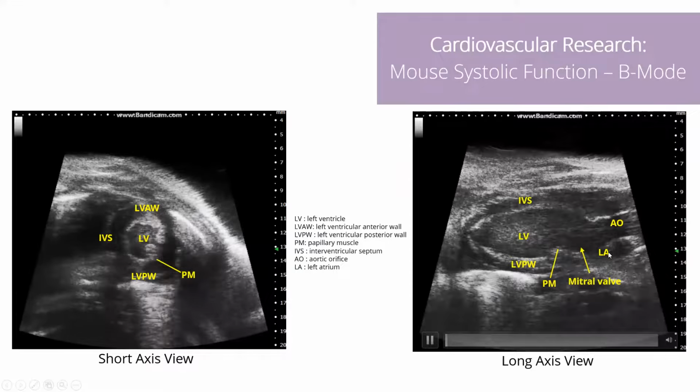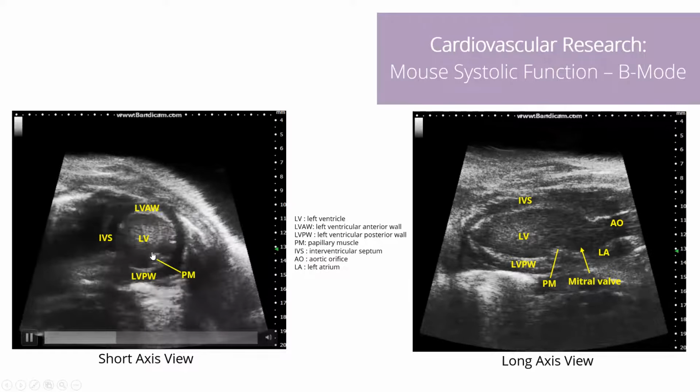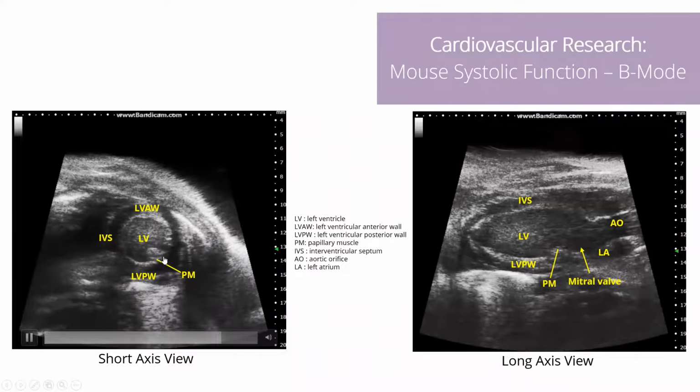And so from the long axis view, if we then rotate the probe 90 degrees, we're going to begin to see the left ventricle beat as a circle. And so here we're going to be able to see the right ventricle off on this side, as well as what we're using as an anatomical landmark to know that we're always going to be taking this image in the same plane is the papillary muscles, these little balls that you're seeing here.